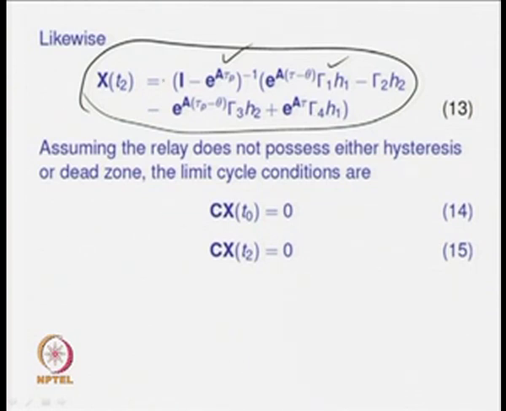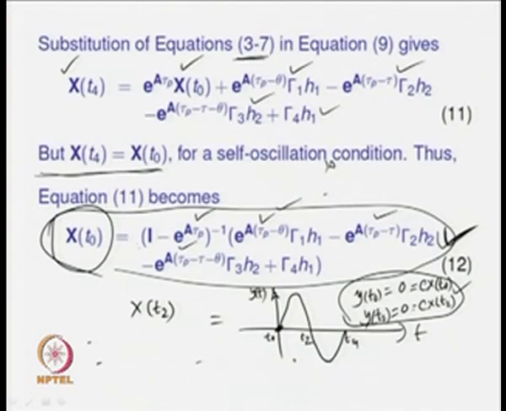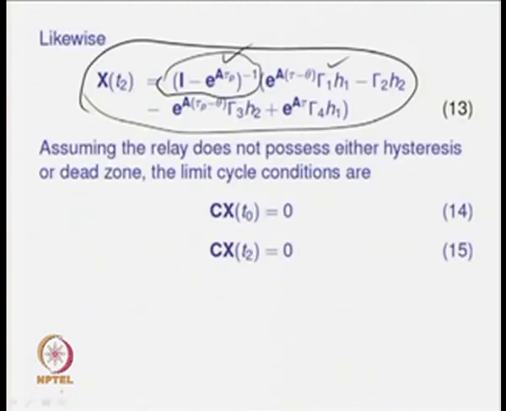You see the same term is present here also. The same inverse term was present in the expression for x(t0). Keep in mind why that is coming, because x(t2) is making use of x(t0). Therefore, we are getting the same term present in the expression for x(t2).